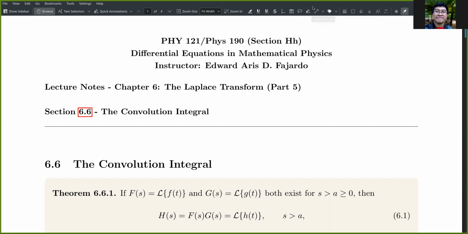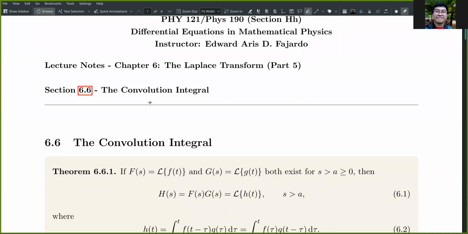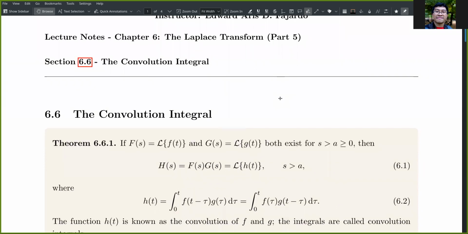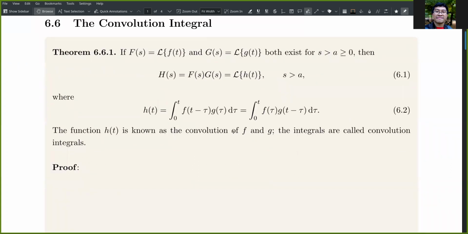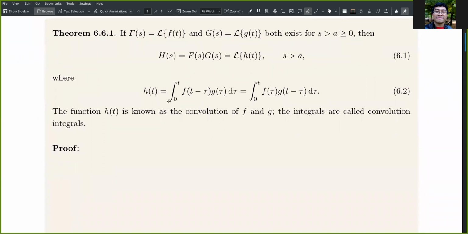Today we will talk about Laplace, still Laplace transform, specifically the convolution integral. Consider this theorem: if F(s) is equal to the Laplace transform of a function f(t) and G(s) the Laplace transform of the function g(t) both exist for s greater than a, with a greater than or equal to 0, then H(s), the product of F(s) times G(s), can be written as the Laplace transform of h(t), where h(t) is given by this expression. The function h(t) is known as the convolution of f and g, and these two integrals are called the convolution integrals.